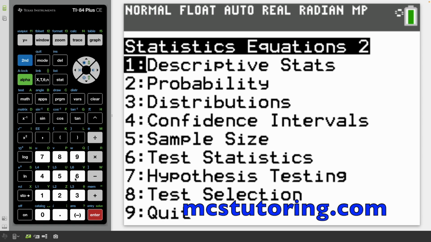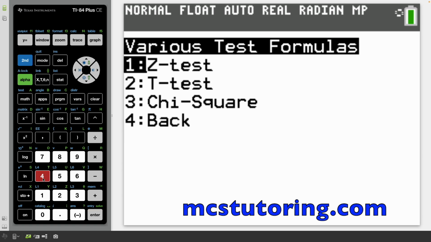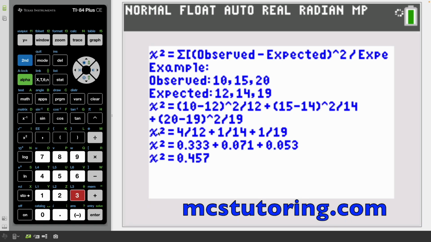Okay, and then test statistics, various test, chi-squared. So chi-squared looks like this cursive x. It's usually a little bigger. It's the sum of observed minus expected squared over expected, I believe. So there you go. The basic example of how to do chi-squared test.